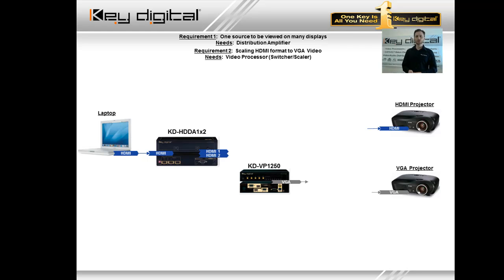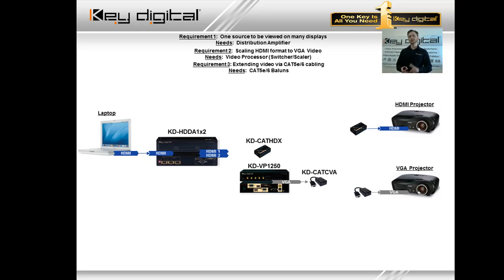We know that one of the projectors needs that end result, that end format connectivity to be VGA. So we're going to go out of one of the HDMI connections into this KD-VP1250. And finally, requirement number 3, extending video via CAT cabling to each projector. Let's go ahead and drop in our KD Cat HD-X HDMI over dual CAT balun pair. Very cost effective. Very good means of getting from point A to point B, so long as you're within the distance requirements, of course. And using to extend VGA signals, the KD Cat CVA, also sold as a pair, supports component or VGA, even supports audio to that projector as well.